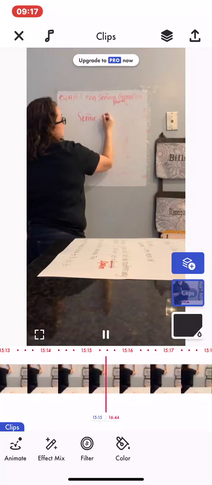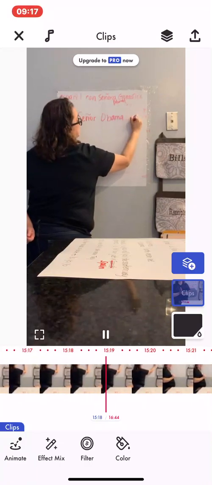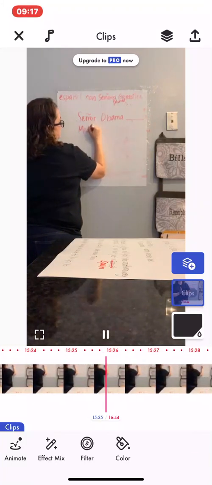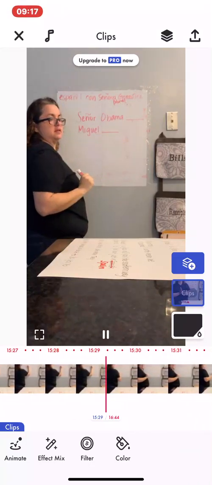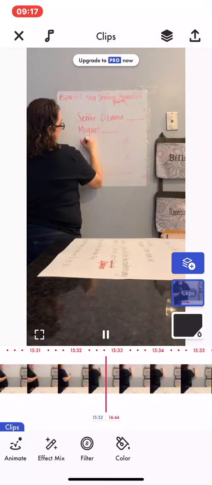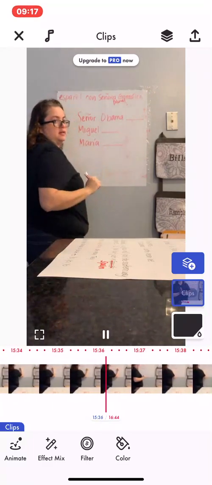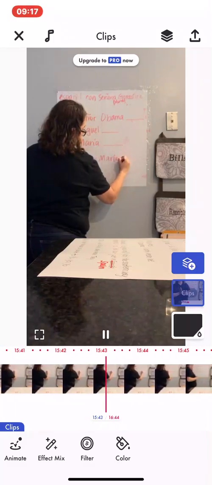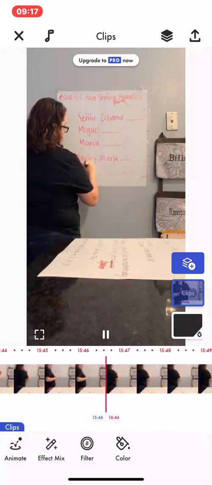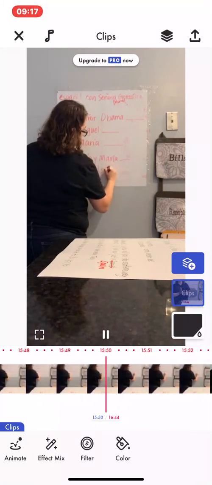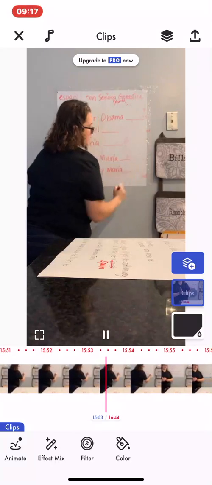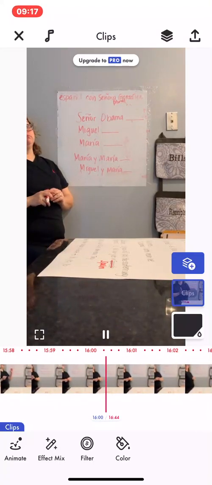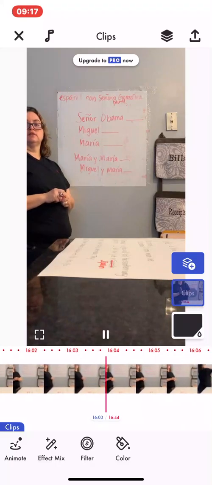Señor Obama. Okay. What if we have Miguel? Okay. What if we had María? What if we had María y María? What if we had Miguel y María? Okay, so if we had these, what would the first one be? Señor Obama. Yes? It would be usted. Usted.